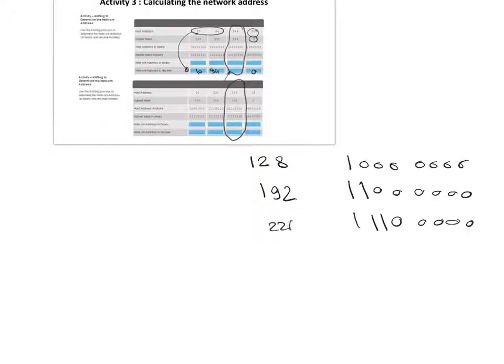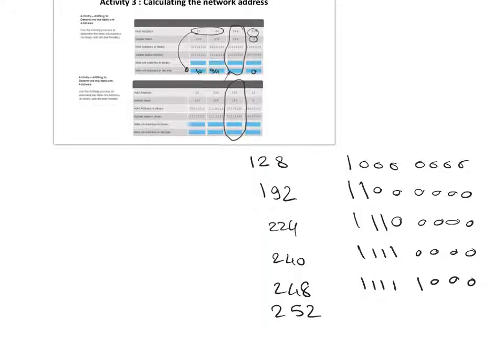This is 224. And then 1 1 1 1 0 0 0 0. This is 240. Okay? And then 1 1 1 1 1 0 0 0. This is 248. And then 252. And then 254. And then 255. So this is 1 1 1 1 1 1 0 0. And this is 0. And this is all ones.